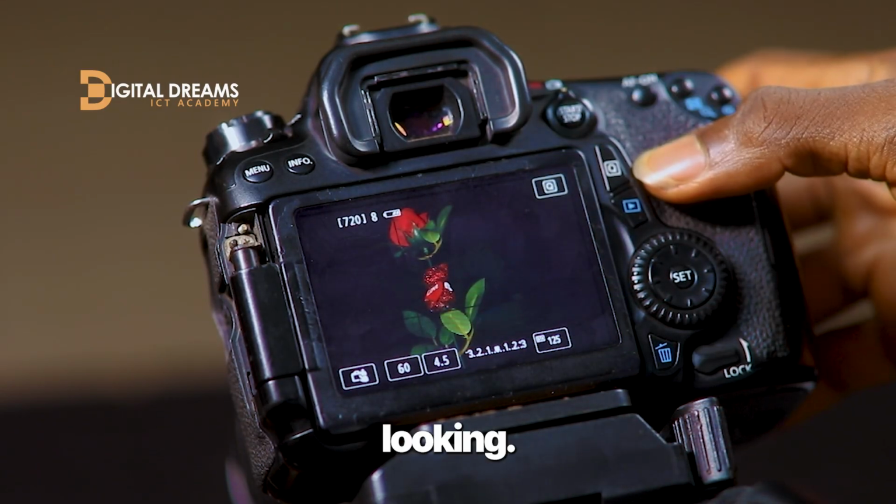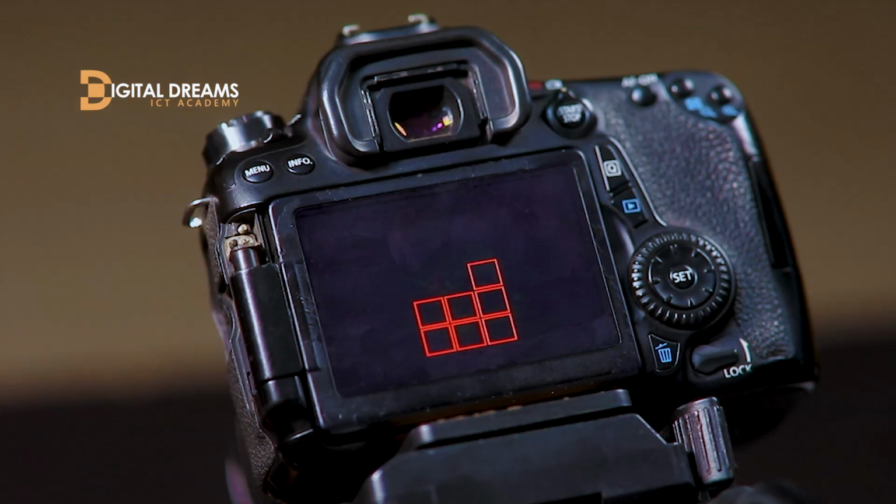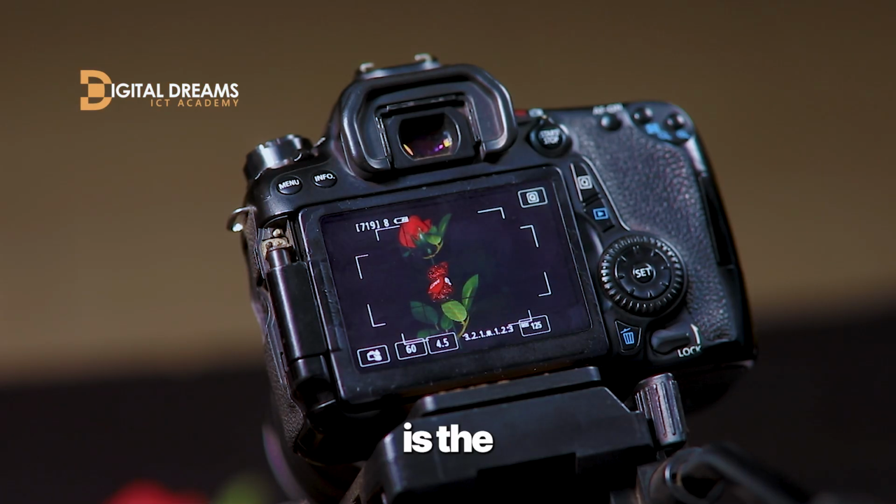You can see how it is looking. Now this was when my aperture was at 4.5 and this was when my aperture was at 16. You can see. So basically the aperture controls how much light enters the lens of your camera. So the next thing we'll be looking at is the shutter speed.